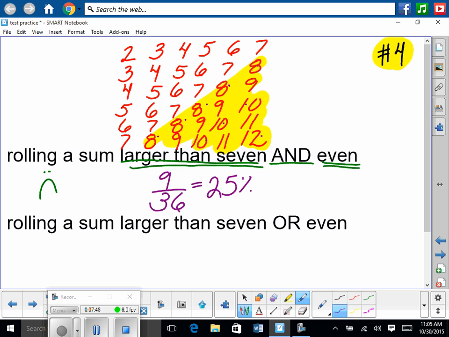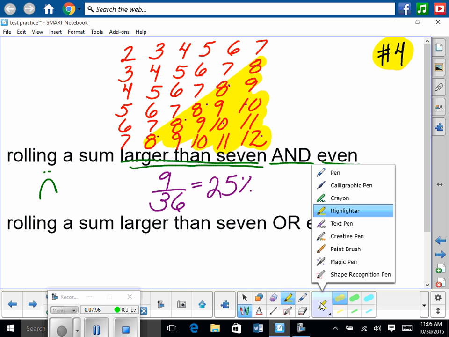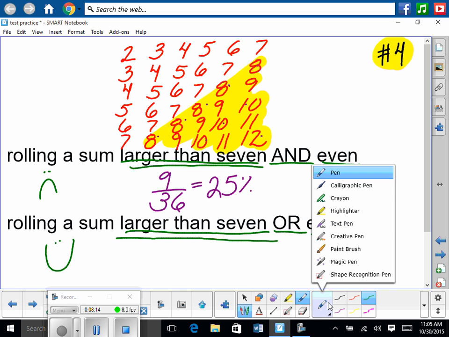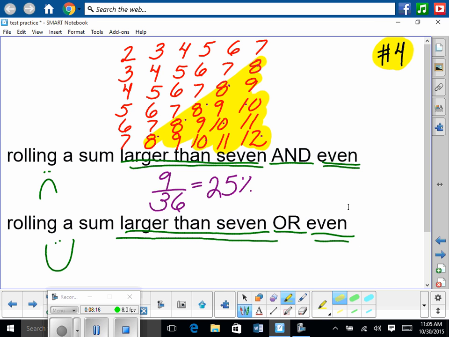Now this next one, it says, rolling a sum larger than 7 or even. So since it's or, we know that this is the union. Or is friendly. So it gets to come if it's a sum larger than 7 or even. So or means both are welcome. So all the ones larger than 7, and we've already highlighted all of those. Those are all larger than 7. But now or evens get to come. So 6's are evens, that's where the sums are even. 4 is an even, and 2 is an even.